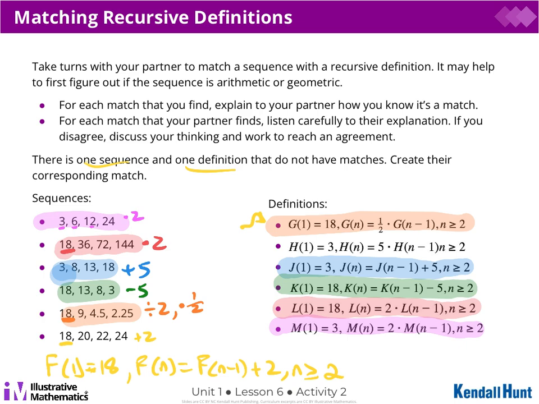All right, now to write a sequence for H. So H's sequence is going to go up here. 3 times 5 is 15. Times 5 is 75. Times 5 is 375. Times 5 is 1875.